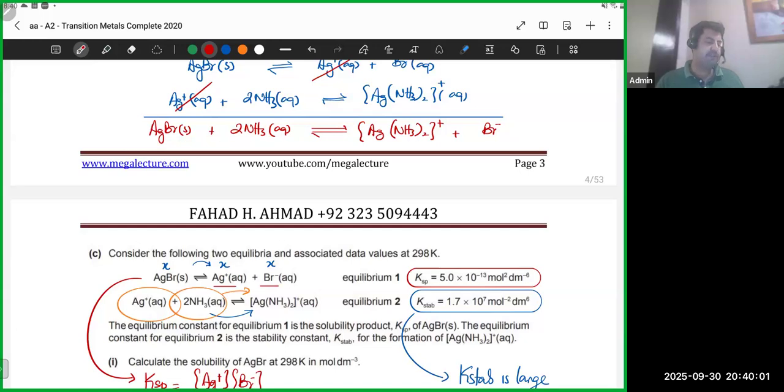This we'll do tomorrow, okay? How is the equilibrium of this? How can you express it as a combination of KSP and K-stab?